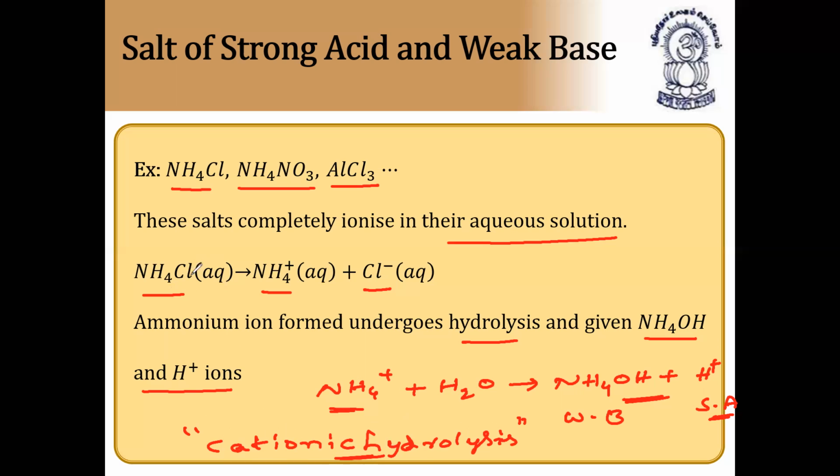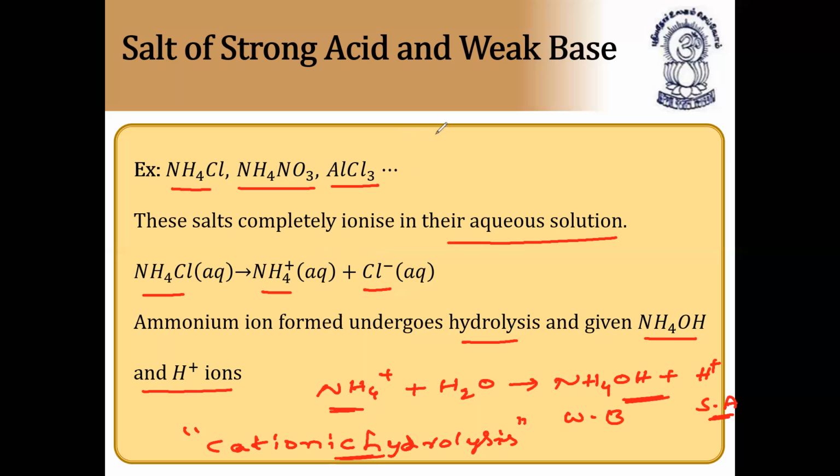When ammonium chloride is dissolved in water, what happens? It forms ammonium ion and chloride ion. And this ammonium ion so formed undergoes hydrolysis and gives ammonium hydroxide and H plus ions. So the reaction takes place like this. So since the cation of the salt is undergoing hydrolysis, we call it cationic hydrolysis.